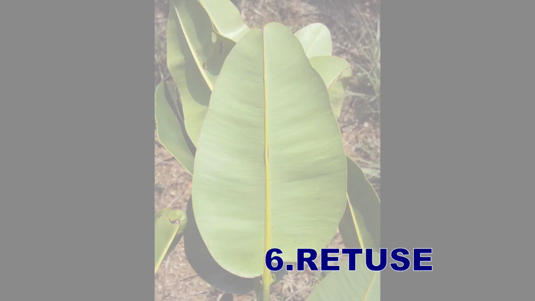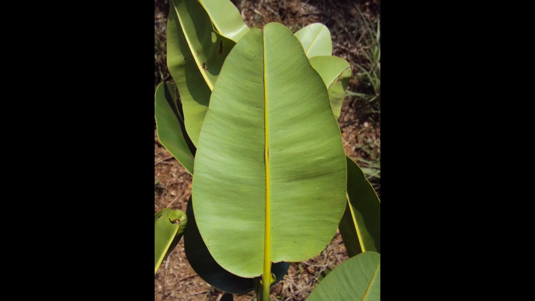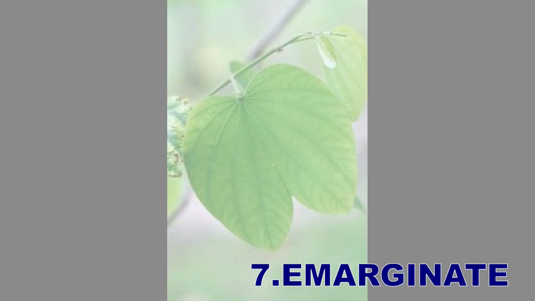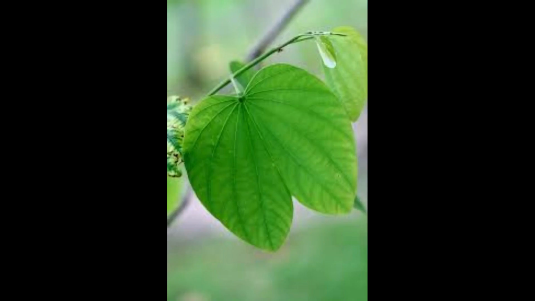And the sixth one is retuse. In retuse, there is a small notch at the obtuse apex, example calophyllum. And the last one is emarginate. Here, leaf tip is provided with a deep notch or depression. Example, Bauhinia. Our next topic is margin of the leaf.